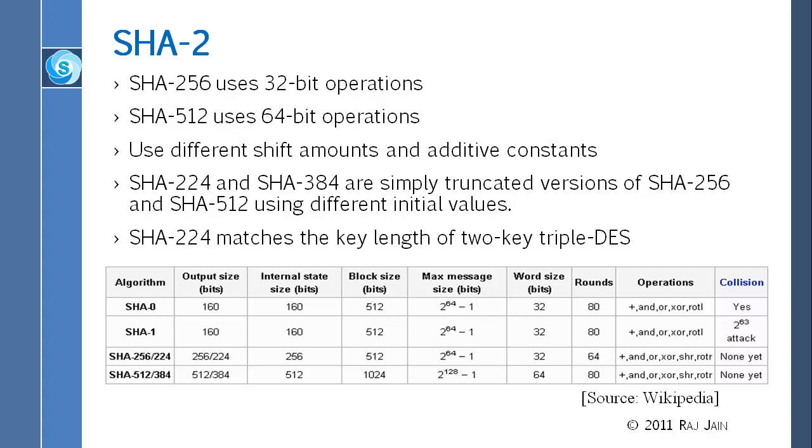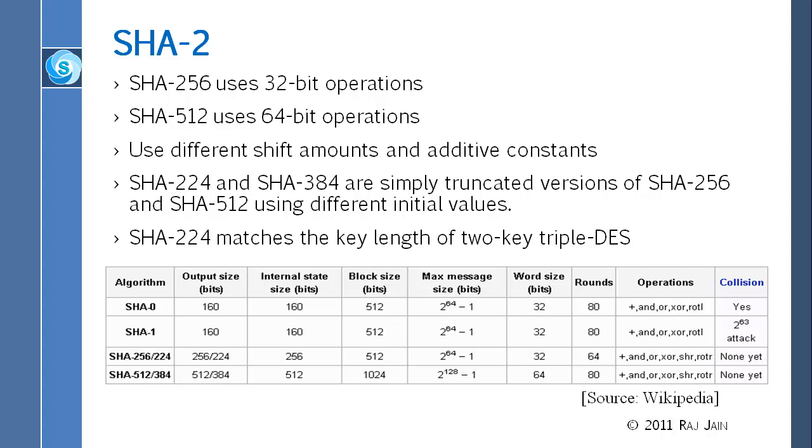So for example, 256 will output 256 bits, the internal state will keep 256 bits, the block size is 512 bits, the maximum message size is this much, the word size is 32, and the number of rounds is 64, and so on and so forth.